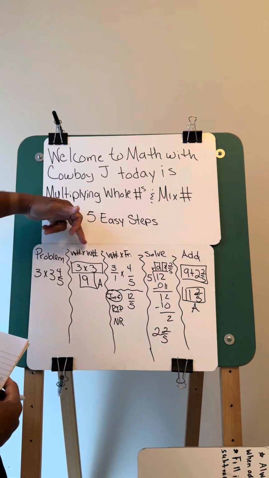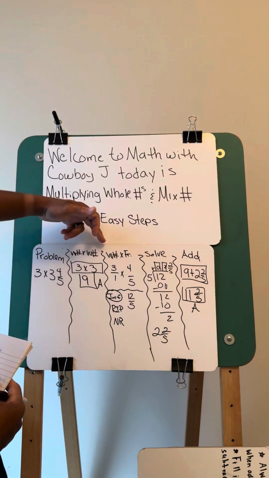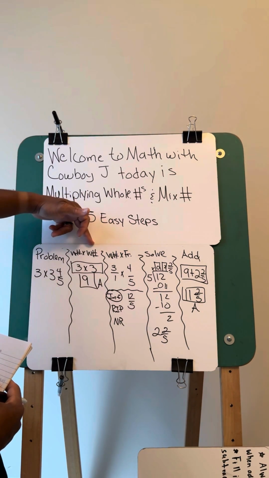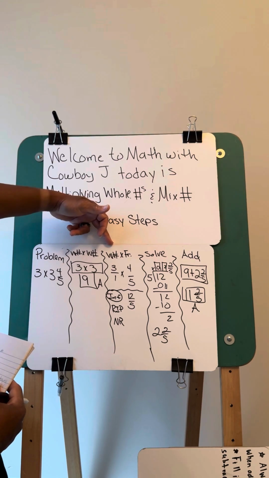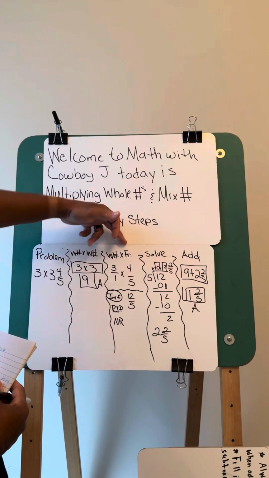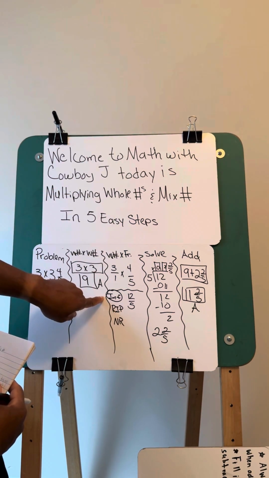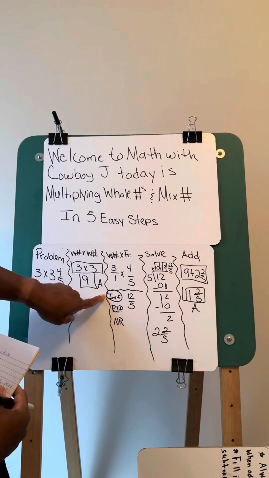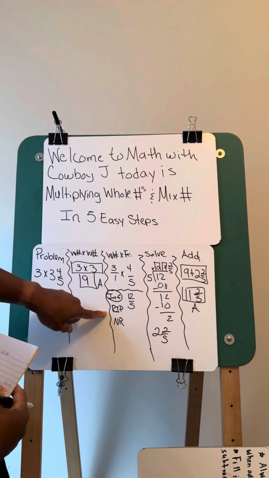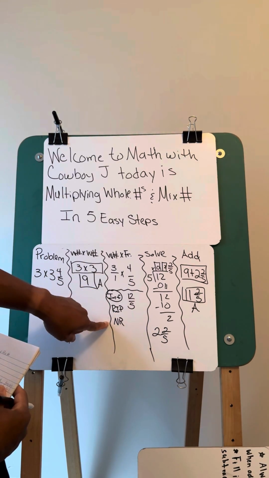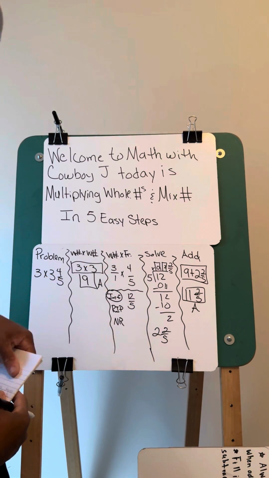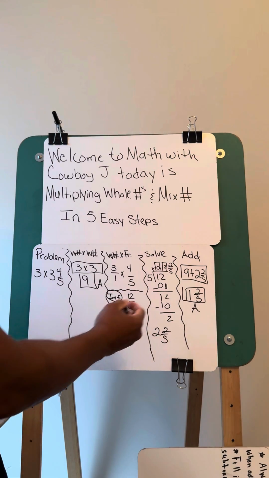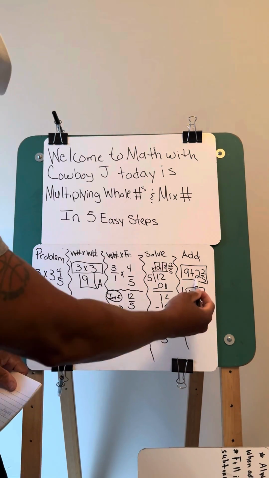So again, step 1, write the problem. Step 2, multiply the whole number and whole number. Step 3, multiply the whole number and fraction. Figure out if it's an IMF or an RIP. Do I need to change to a mixed number? Is it an RIP, which means I need to reduce it? Or is it an NR, which means not reducible? I can leave it alone. If it's the first two, I have to solve it.